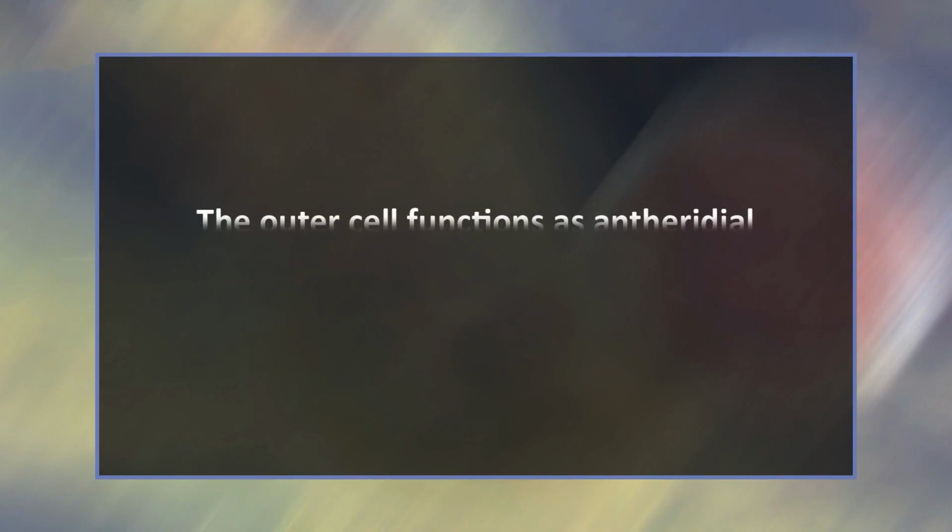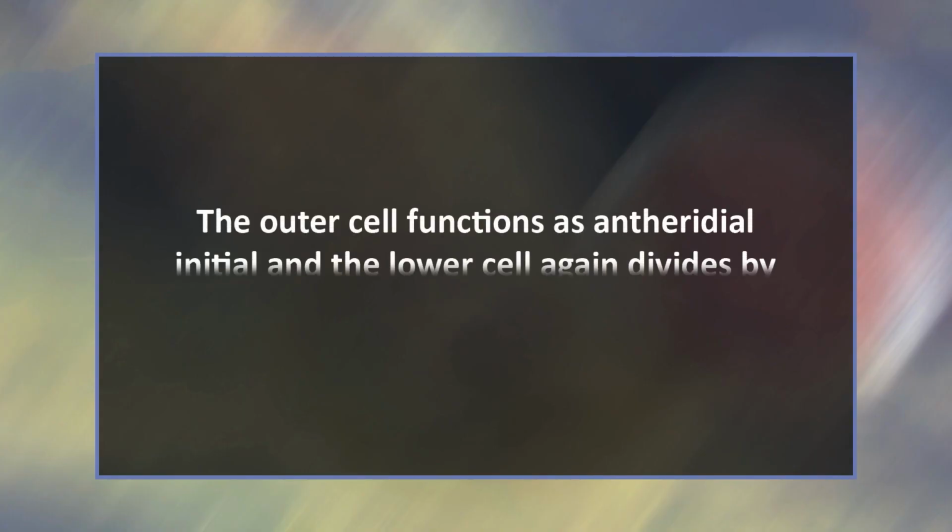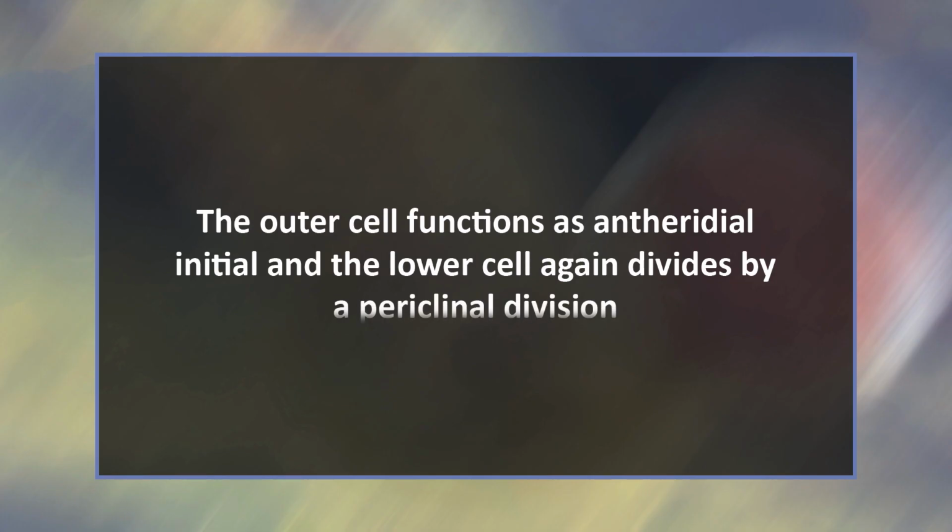Now let's talk about development and structure of the globule. The early development of globule and nucule is similar. The peripheral cell of the lower node of the primary lateral divides periclinally to form an inner cell. The outer cell functions as antheridial initial and the lower cell again divides by a periclinal division. Out of these 3 cells formed, the lowermost functions as internodal cell, the middle forms basal node, and the uppermost functions as the antheridial initial.